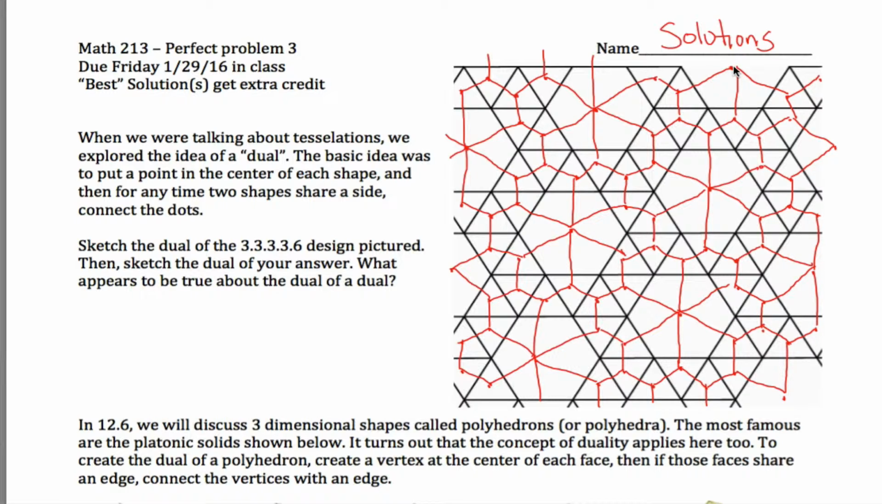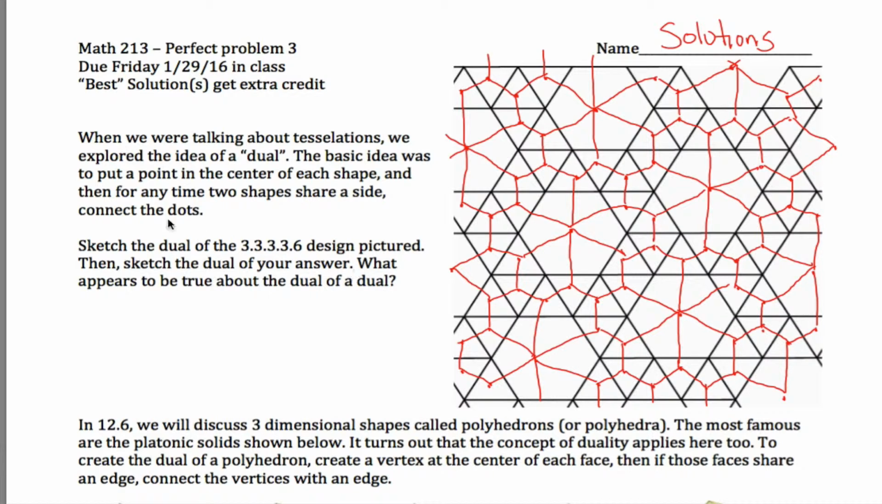This thing does have a name. Floret, I think it's called, something to that effect. It's supposed to look like a flower. I don't know, whatever. You don't need to know all that. All you were supposed to do is sketch the dual of this design pictured, then sketch the dual of your answer. Oh my God, I want you to do that too. Okay. It'll turn out that the dual of a dual is just the original picture.